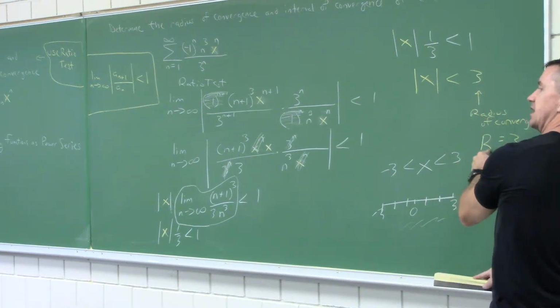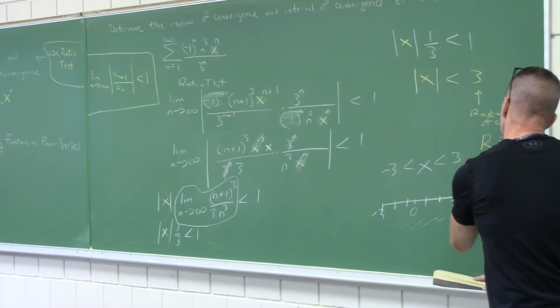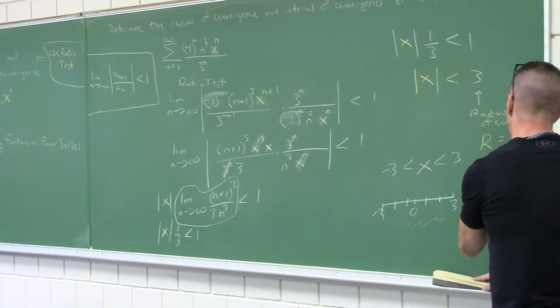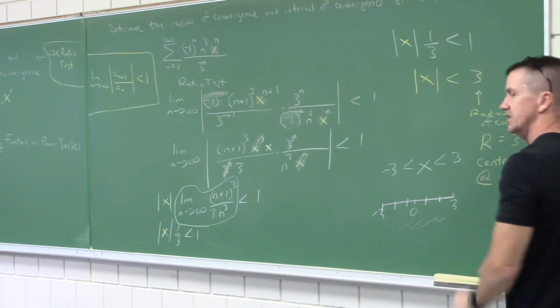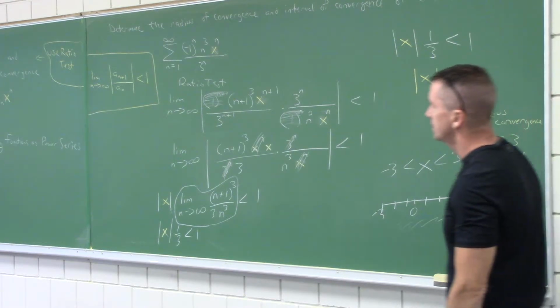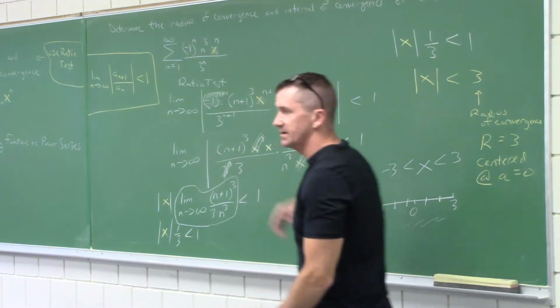So maybe a better way to say this: radius of convergence. It's a radius of 3, and then I'll write this, centered at x equal to 0. The book calls x a. You could say centered at a equals 0 or x equal to 0. We're just talking about what values make that converge.